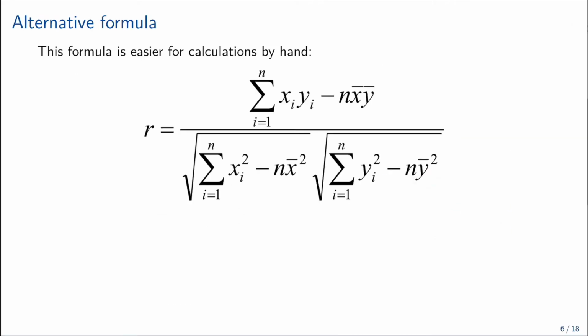Alternatively, we can have this equation for r. It's easier if we're doing calculations by hand. So in the numerator, for example, we have the dot product between x and y minus n times the mean of x multiplied by the mean of y, and in the denominator we have two terms that are the same for x and the same for y. The first one is the square root of the sum of x squared, so we multiply x by x dot product, minus n times the mean of x squared, and it's the equivalent term for y.